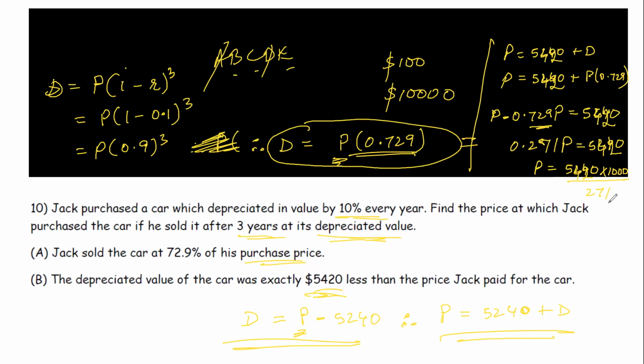Now we know that 271 is half of 542. So 271 twos are 542, and then the zeros of this one. So 20,000. So we know the purchase price is 20,000. So B alone gives us the answer. Another calculative question, but it really clears all your concepts, and hence it's meant for advanced learners.